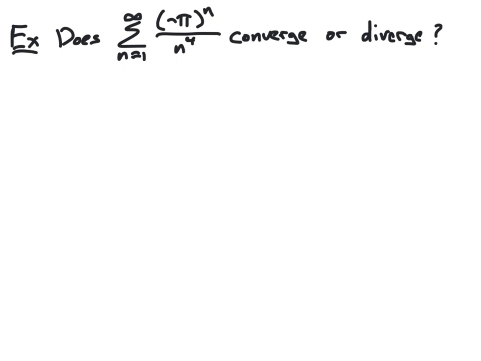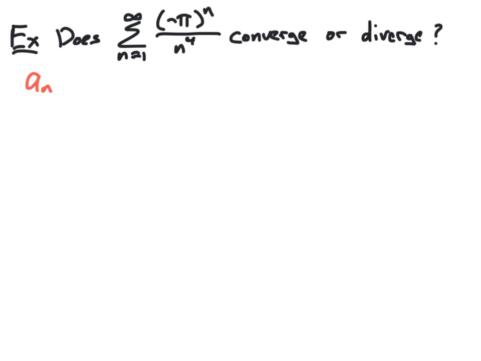In this example, we want to determine whether the series from n equals 1 to infinity of (-π)^n over n^4 converges or diverges. The term for this series is an exponential, (-π)^n, over a power function, n^4. And since the ratio test applies nicely when we have terms with expressions involving exponentials and power functions, we'll try to use the ratio test for this example.